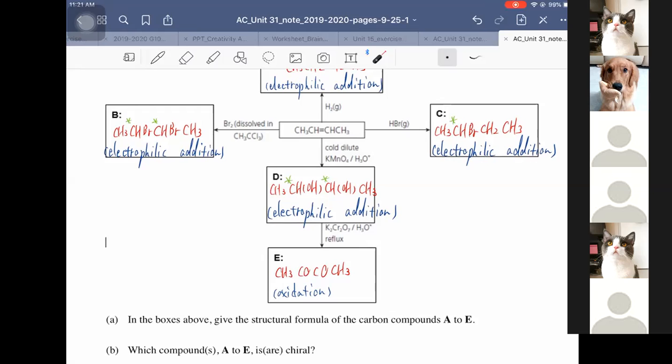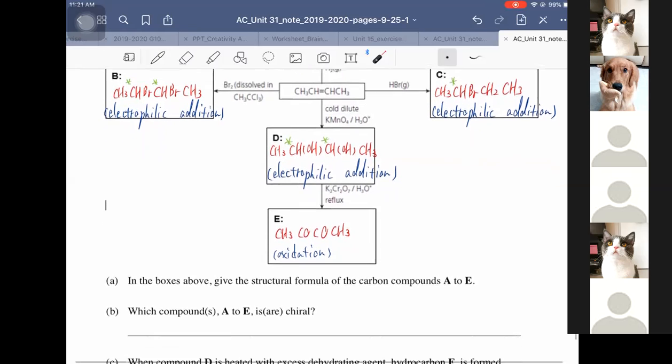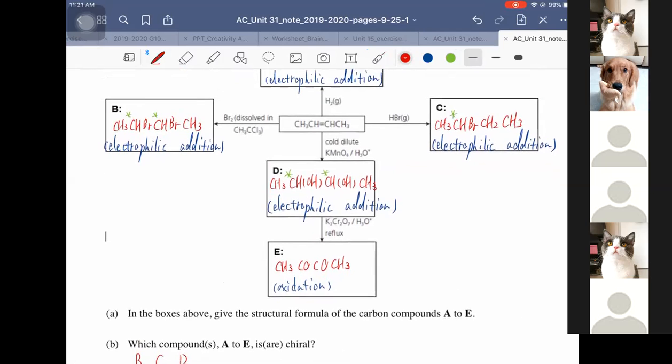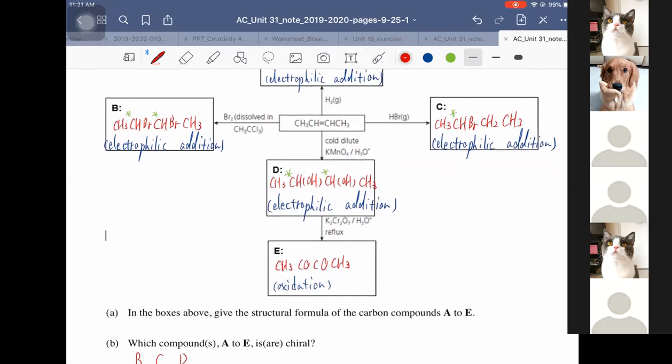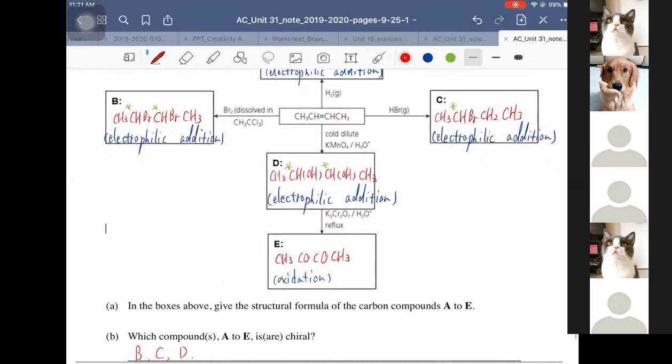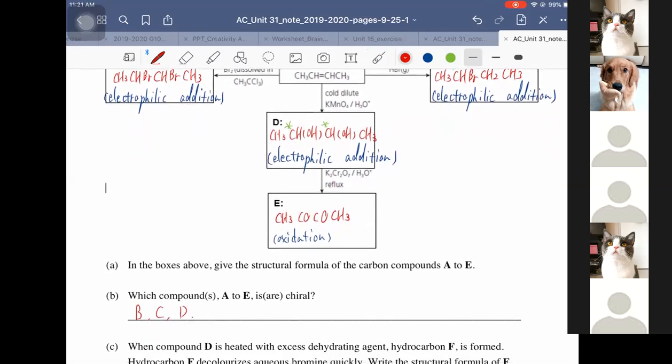So for part B, the answer should be B, C, D only. Make sure you label the chiral carbon to remind yourself while working through all the molecules.